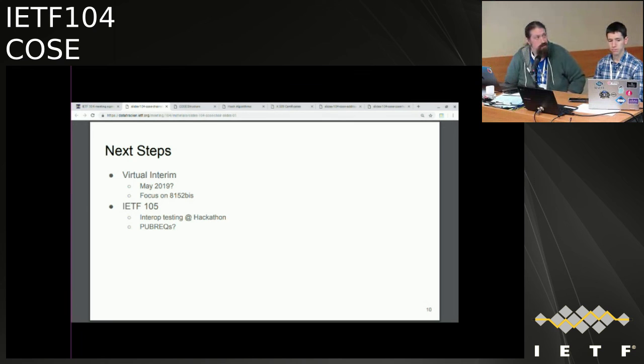Also for 105, talking again with Jim and a couple of other people at the hackathon, we are looking at attempting some form of interop testing at the Montreal hackathon. So anybody that has implementations, please reach out to the chairs. We'd like to start at least that planning sooner rather than later. And we'll start to put together something a little bit more formal on how to structure that. Does anybody have any comments, questions, or concerns with this tentative path forward?